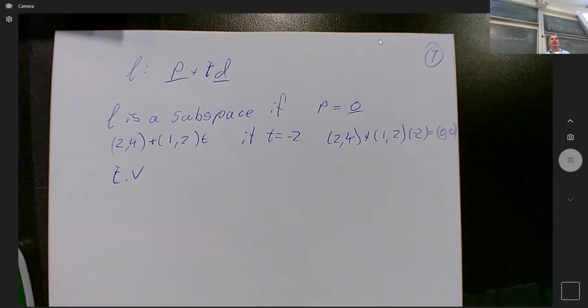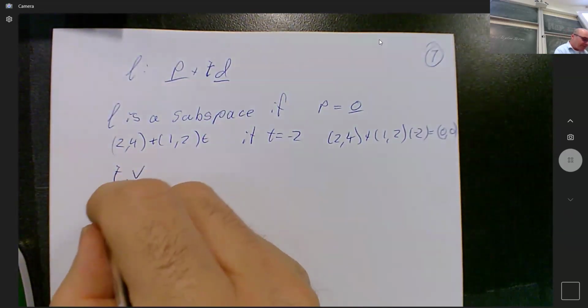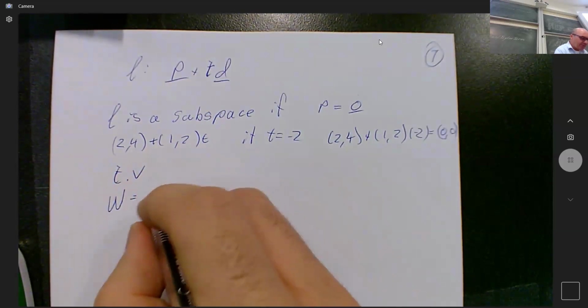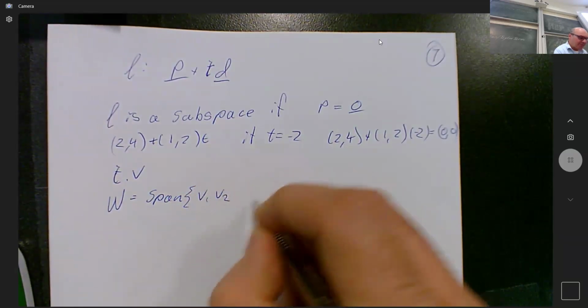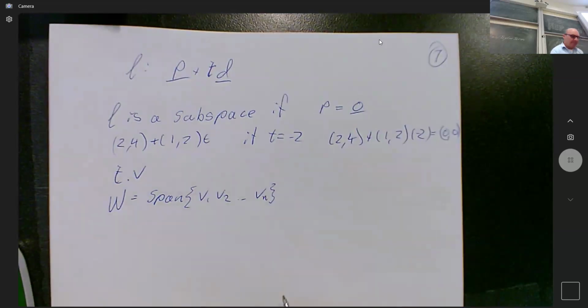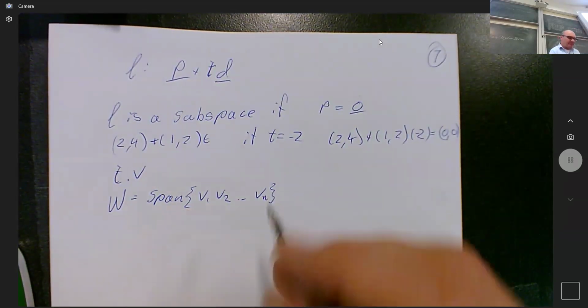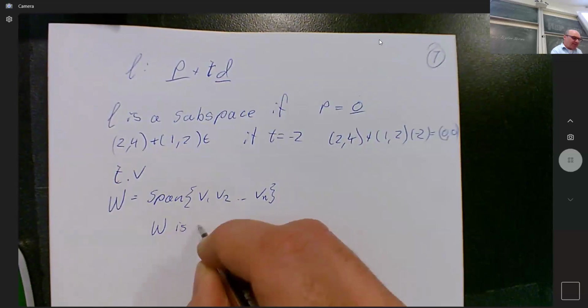And span is a horrible thing. Showing that vectors span is actually kind of difficult. If I give you an arbitrary space and ask, do these vectors span the space? It's kind of difficult. Except if I can show they're linearly independent and the right number of vectors for the dimension of the space, then I can say they span. So my point is that if I have W, which is equal to the span of some set of vectors V1, V2, ..., Vn, then W is a subspace.